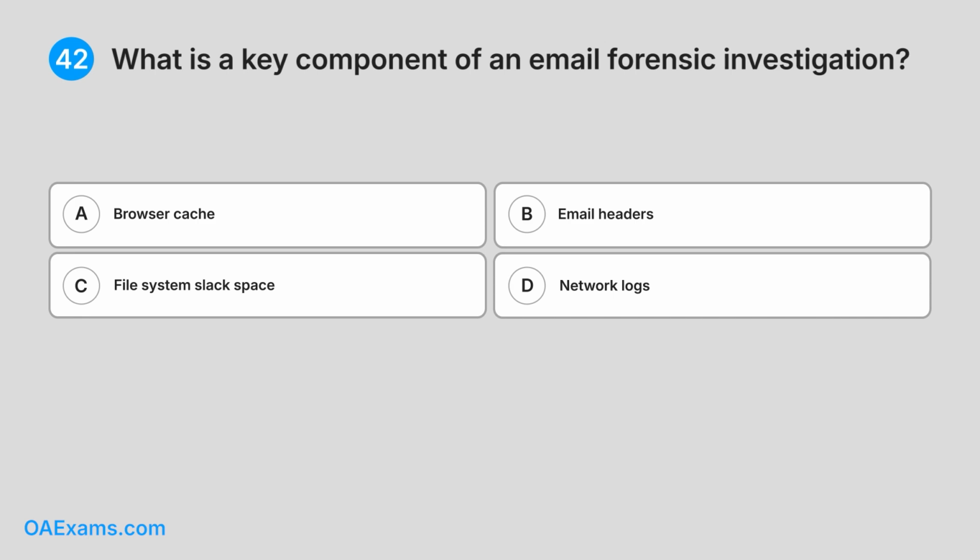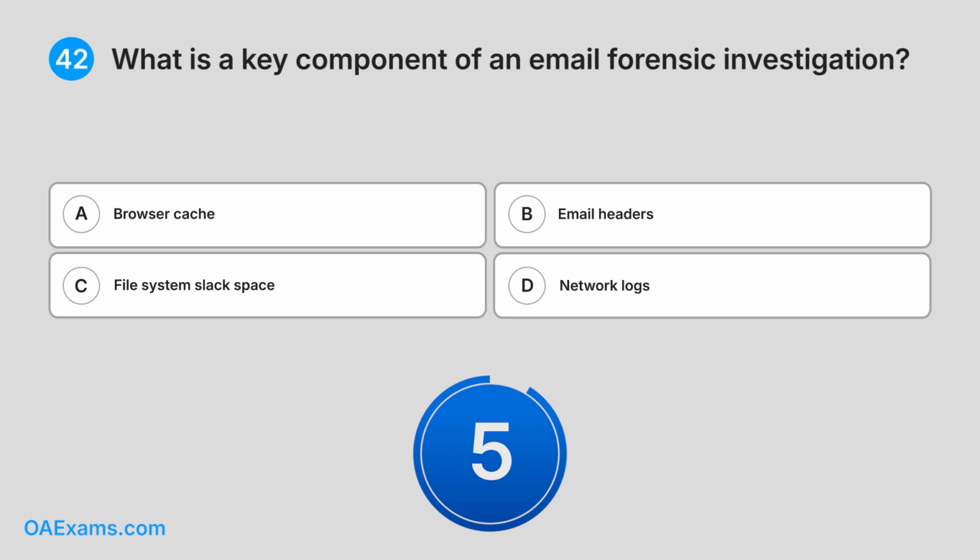42. What is a key component of an email forensic investigation? A. Browser cache. B. Email headers. C. File system slack space. D. Network logs. Can you guess the answer?